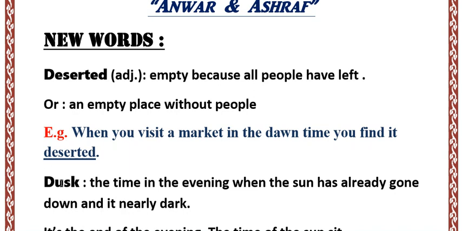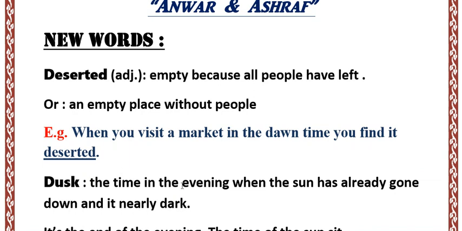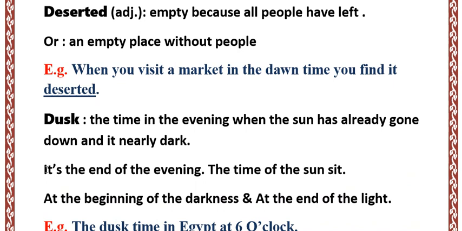Word number two, it's dusk. The dusk is the time of the day at the end of the evening. It's at the end of the evening time, in the time of sunset. When the sun sets, when the sun goes away, or when darkness comes, it's dusk. Before darkness comes, it's dusk. So what is the dusk time?